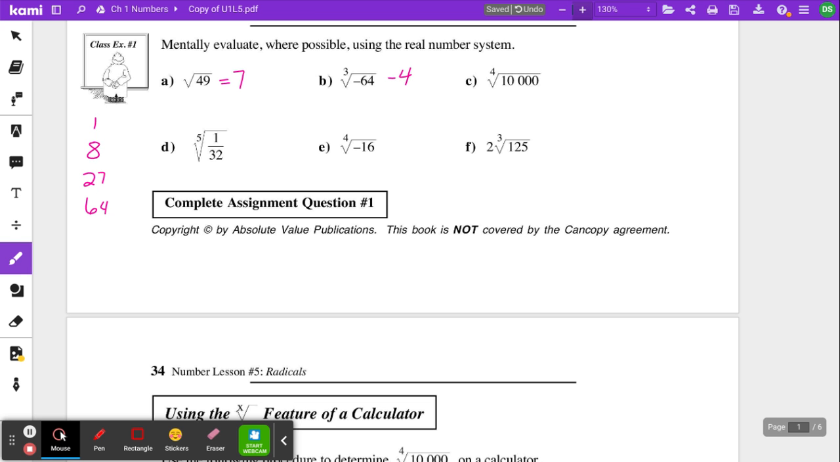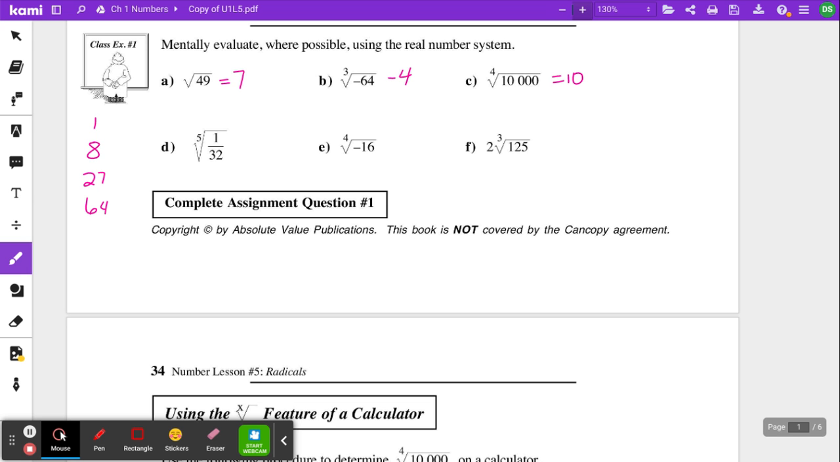All right, how about the fourth root of 10,000? Now, what does the fourth root mean? I need something times itself 4 times in order to get the 10,000. What would you guess that number would be? 10. Yes, 10. Think about it. 10 times 10. Yes, this is 10.